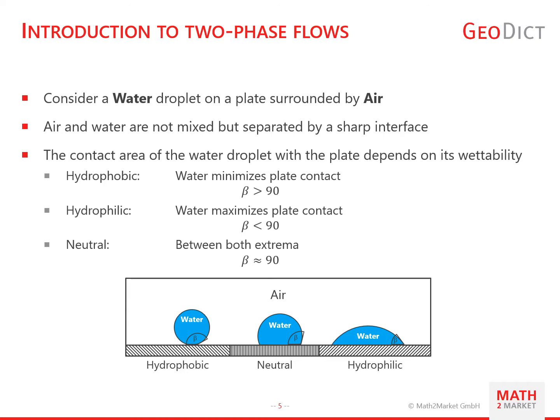The other extreme is the hydrophilic case, where water wants to maximize its area with a plate with a contact angle of less than 90 degrees. The neutral case is something in between, with a contact angle close to 90 degrees.